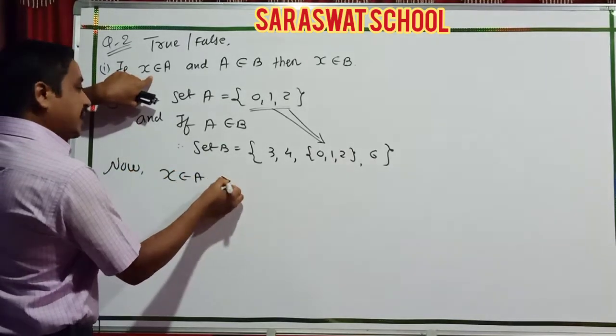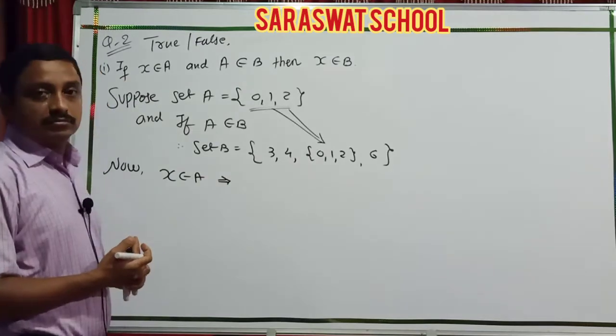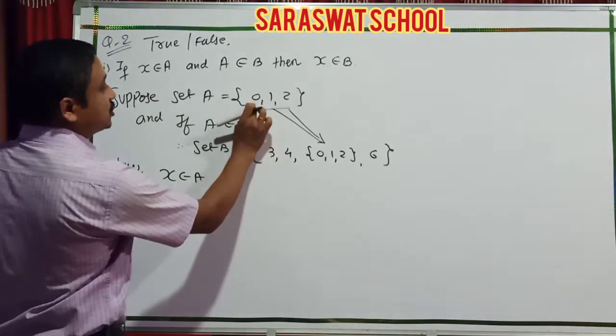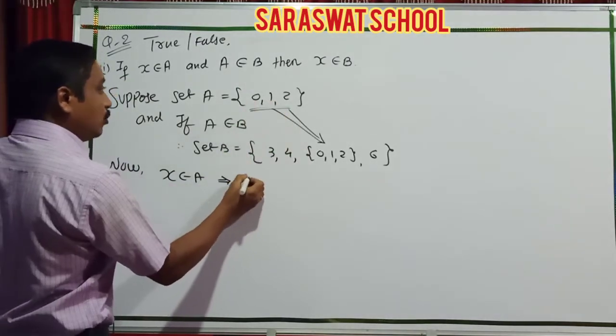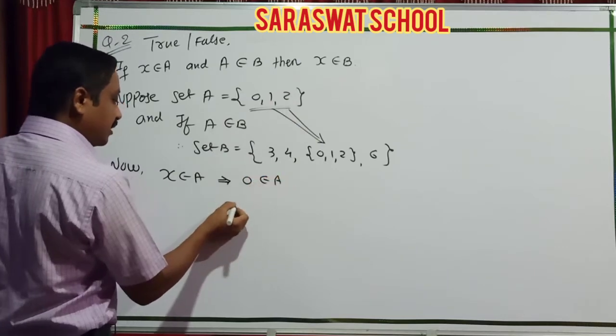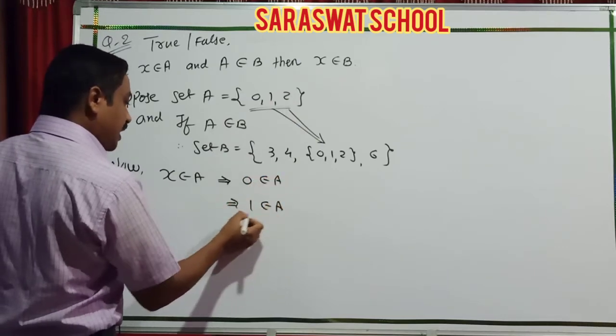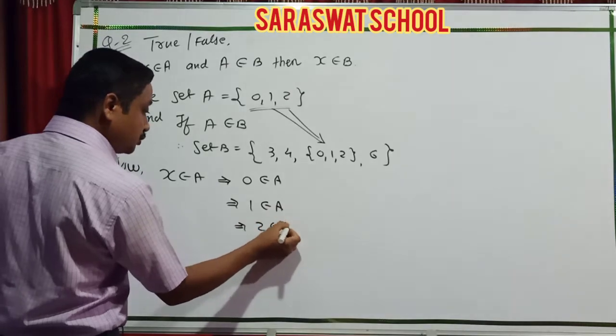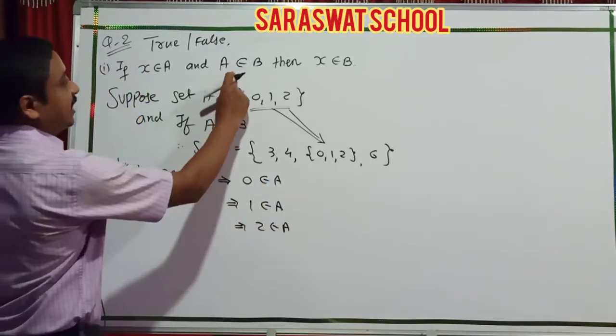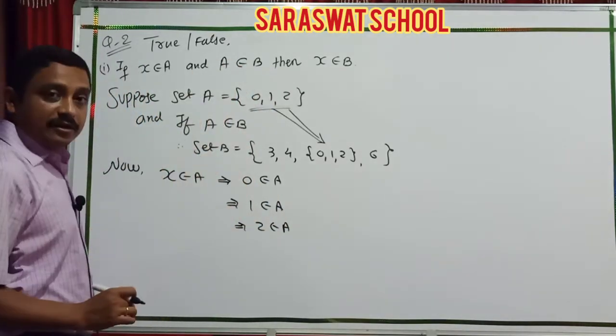So for taking X, any number. Just here taking X belongs to A: 0, 1, 2. Taking 0, it belongs to A; either 1 belongs to A, or 2 belongs to A, it is true. Now by checking that A belongs to B, that also we already took.